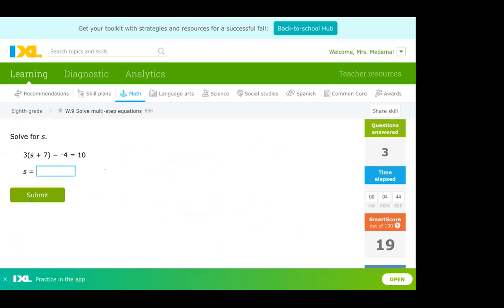We have 3 times s plus 7 minus a negative 4 equals 10. So in this, I have this 3, and I'm going to multiply it to everything in the parentheses.